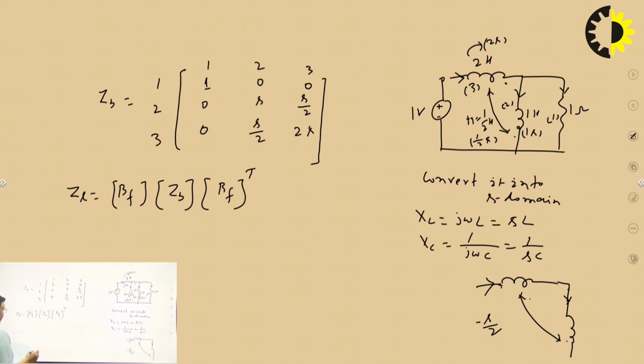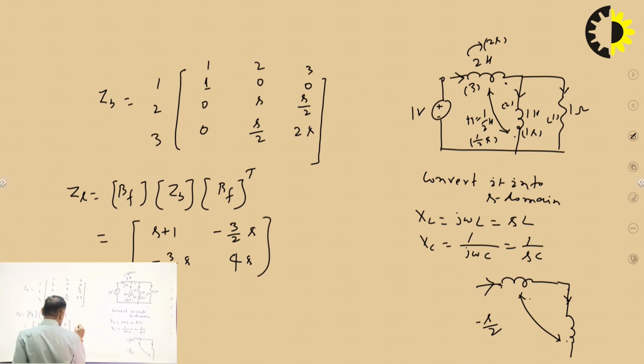Directly we can get here on multiplication: s plus 1, minus 3 by 2s, minus 3 by 2s, and 4s. Just to check whether on the multiplication of all these three matrices we get this. So this is your ZL.